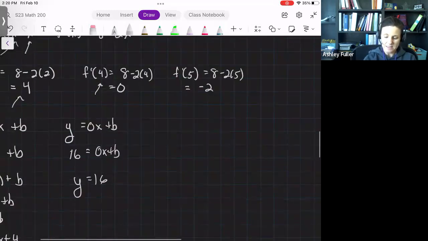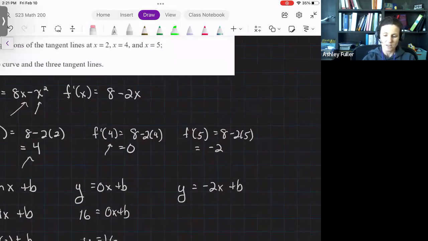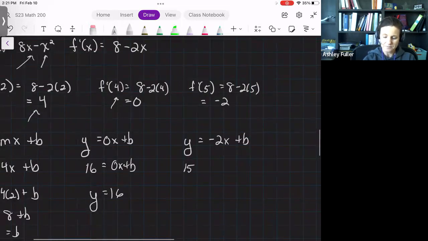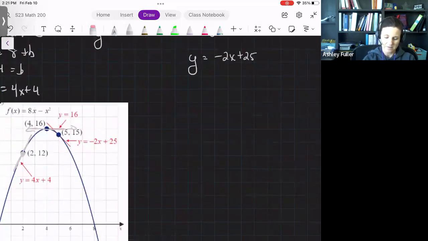And last but not least, if I know the slope is -2 when x is 5, then I can plug in my value. When I plug in 5 to my original equation, I get a value of 15 for y. So I have -2 times 5 plus b, giving me a b value of 25. And so my equation is going to be y equals -2x plus 25 at the point here.